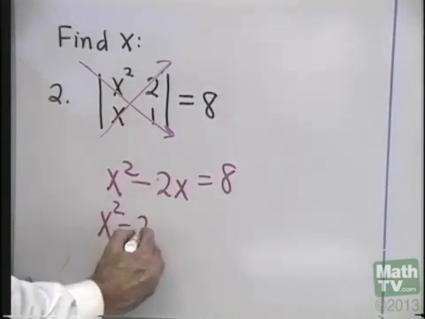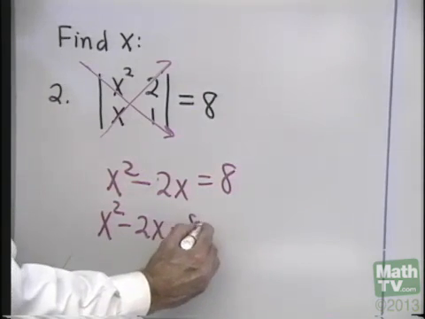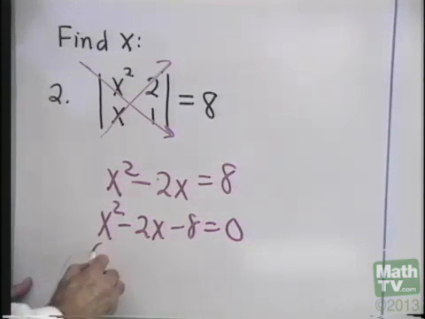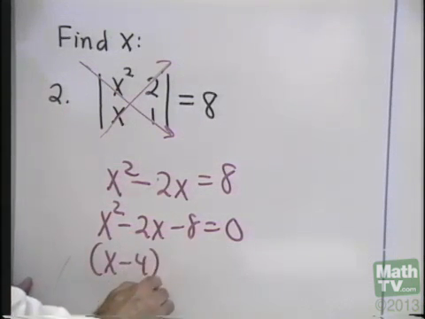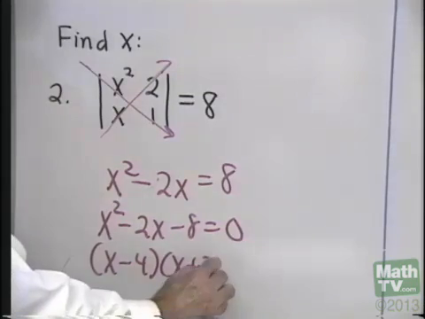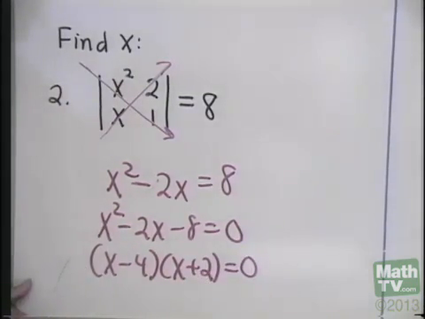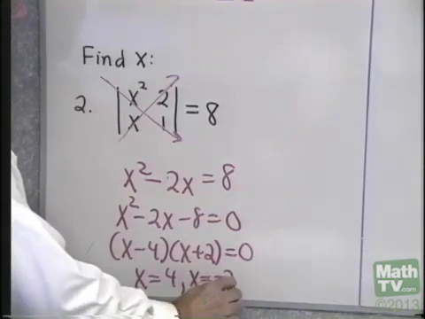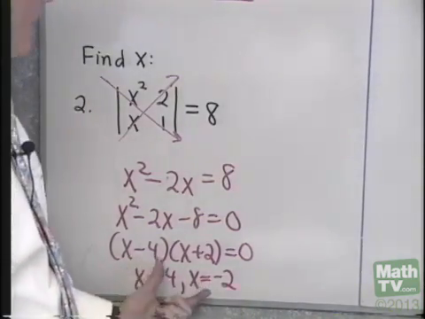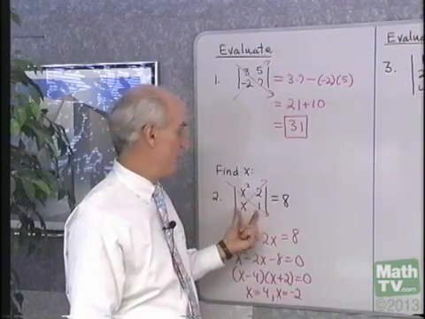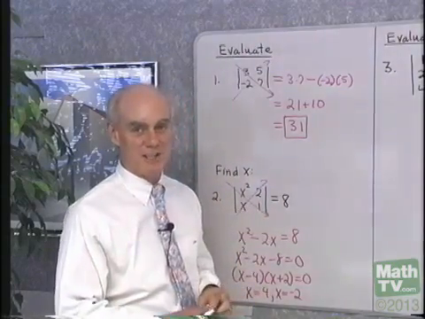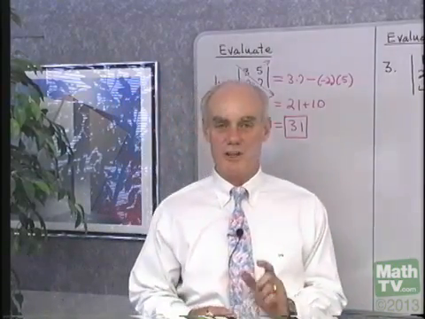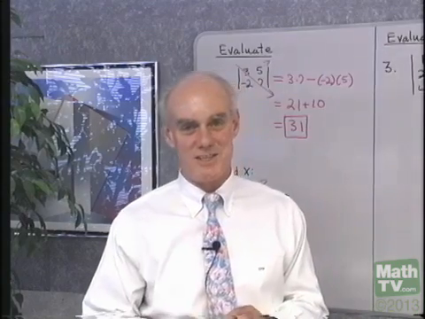Quadratic equation: x squared minus 2x minus 8 equals 0 when I put it in standard form. Factor it: x minus 4, x plus 2 is equal to 0. So x is equal to 4, or x is equal to negative 2. Either one of those values of x, when I substitute into this determinant, will give me a determinant whose value is 8. Now the next thing we want to do is try a 3 by 3 determinant, a little more complicated process. Here's our problem.